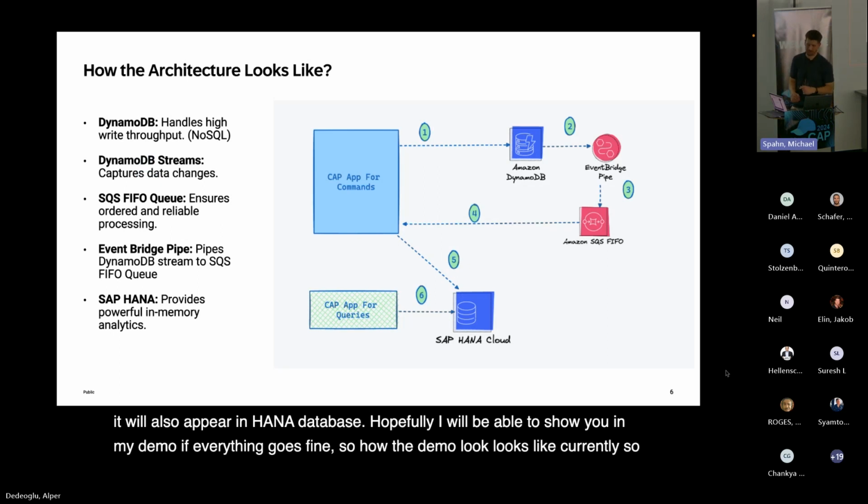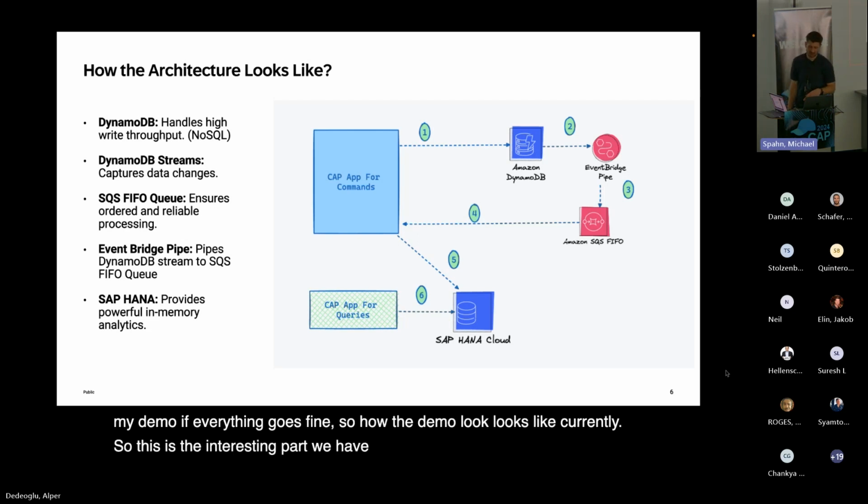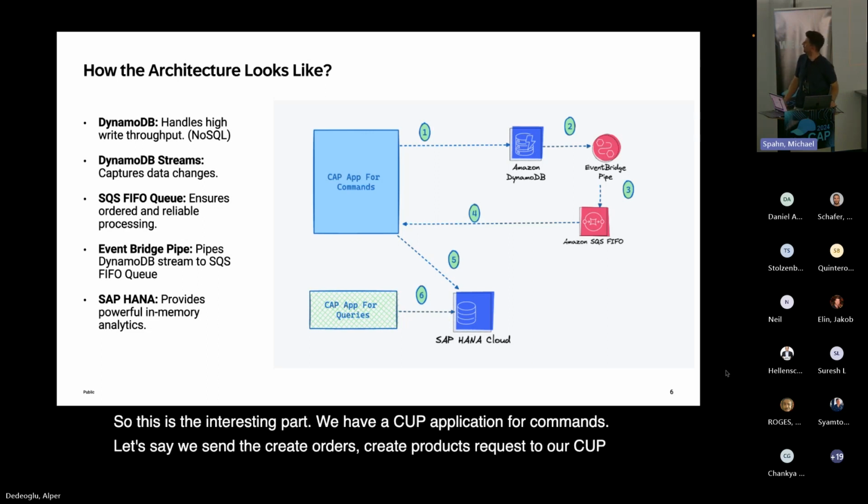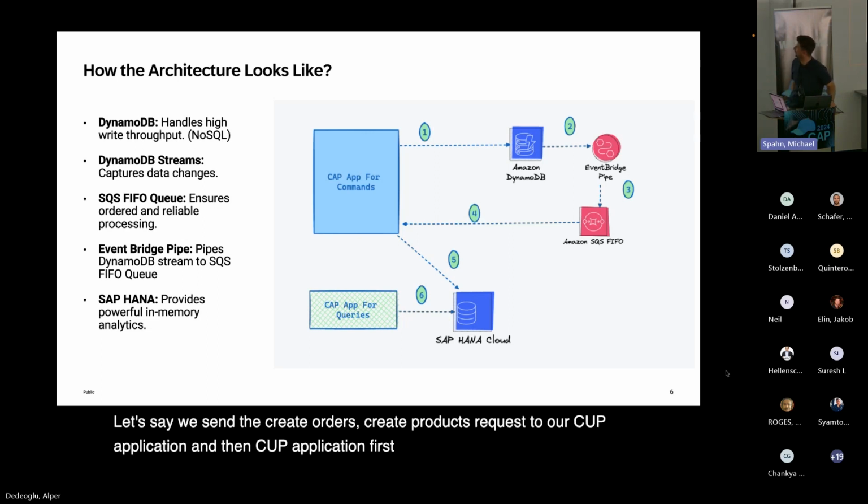So this is the interesting part. We have a CAP application for commands. Let's say we send the create orders, create products request to our CAP application, and then the CAP application first writes to DynamoDB. Second, DynamoDB sends it to a pipe.